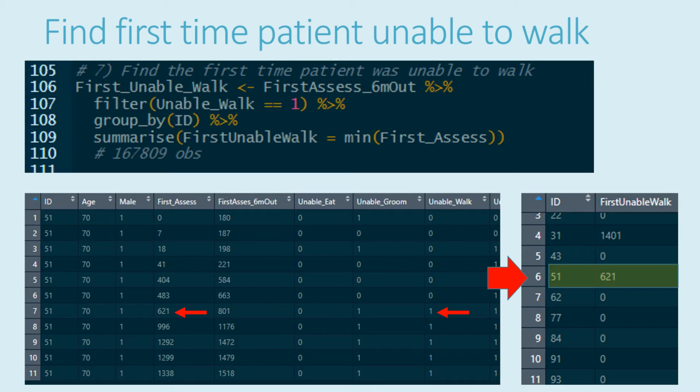In other words, all records show unable to walk equals 0, such as patient 10. Patient 10 doesn't show up in our first unable to walk temp table because they were always able to walk during the entire time of the study. They had no days where unable to walk equals 1. For a lot of the patients in our first unable to walk table, they were unable to walk starting on day 0, their initial assessment day. Patient 62 is a good example of this scenario.